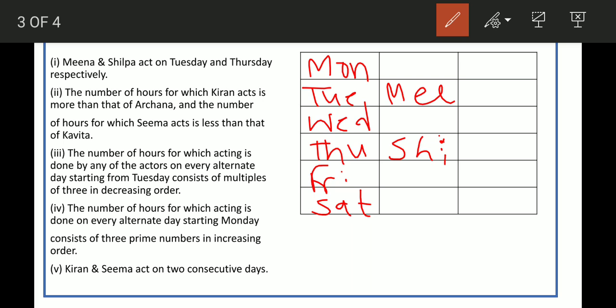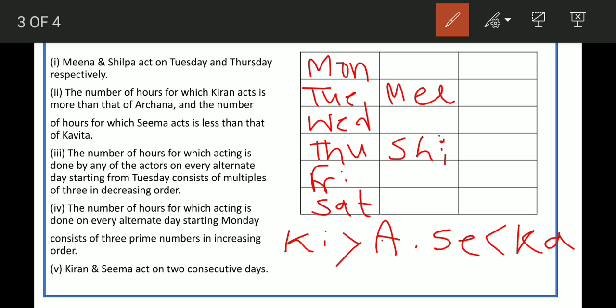Okay, now next it is given that the number of hours for which Kiran acts is more than that of Archana. So simply I can write it as Kiran is greater than Archana. Okay, now next it's given that Seema acts less than Kavita, therefore Seema is less than Kavita.